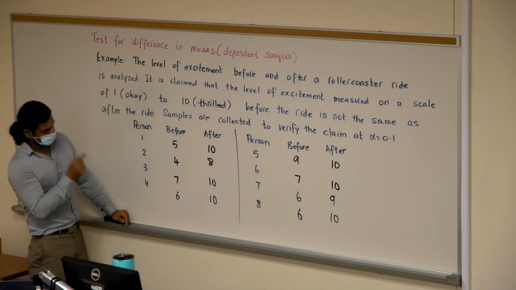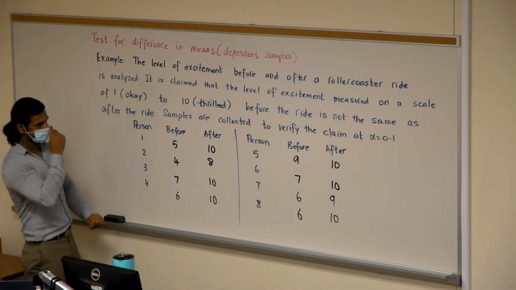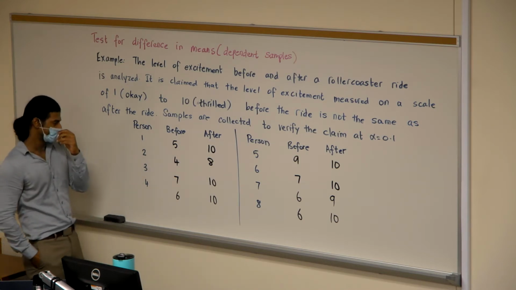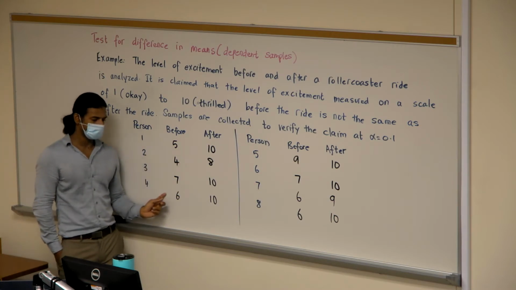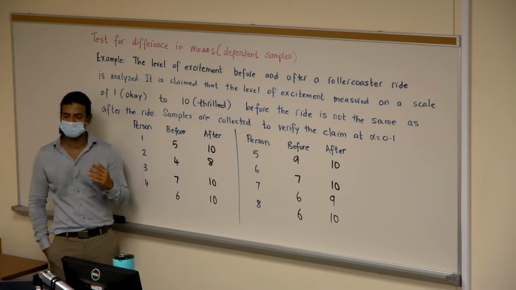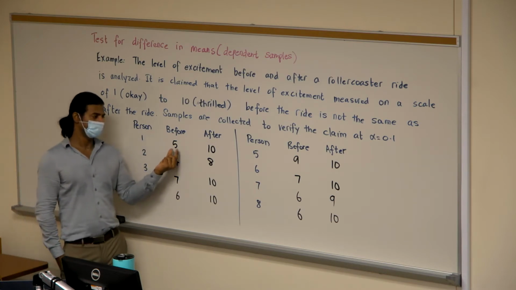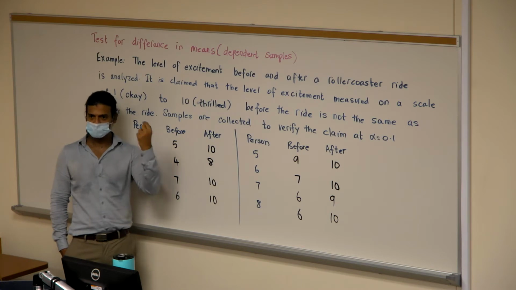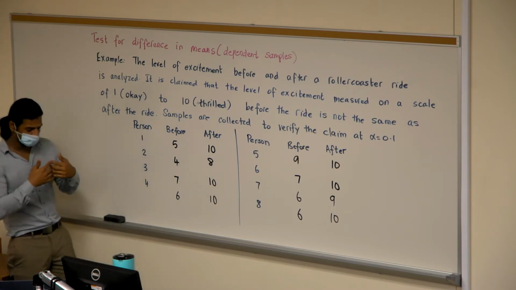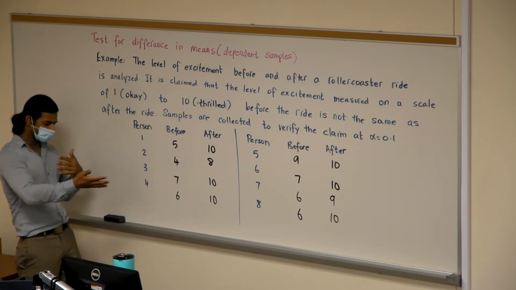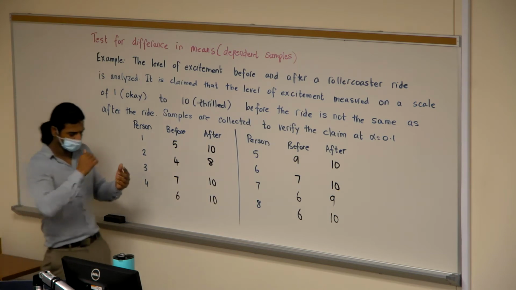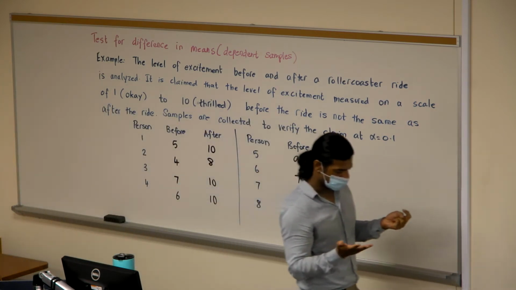We asked 8 people, and we made it random by saying, okay, who skipped breakfast? There is no bias. And these are the before values, and those are the after values, and they are dependent samples because I get the before and after values from the same individual. So the individual has a certain level of excitement, goes to the ride, comes back, and how did the excitement change? Which makes the samples dependent.